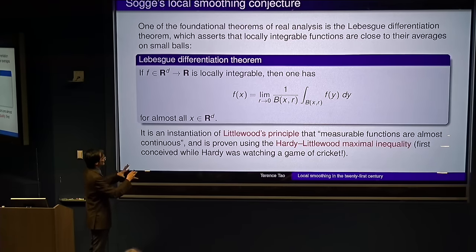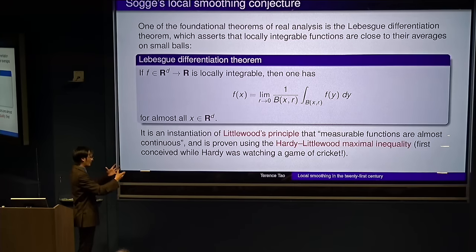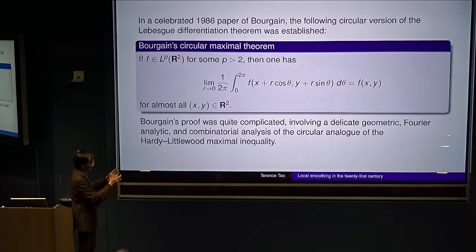It relates to a function. It tells you that an arbitrary function can be approximated by the local averages of that function. It's a very basic theorem in analysis. But in order for this theorem to work, it had to average over these balls. And there was this long-standing question: what happens if you average in different ways? And so people were studying what happened.